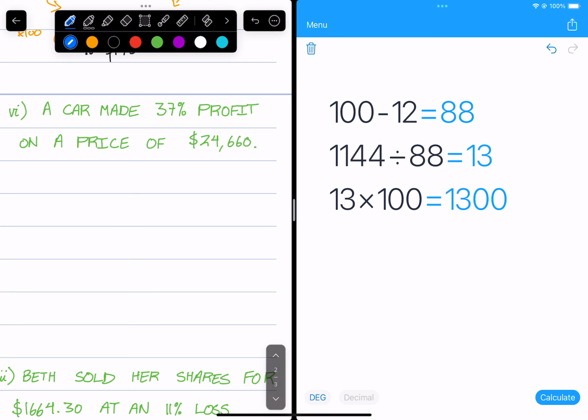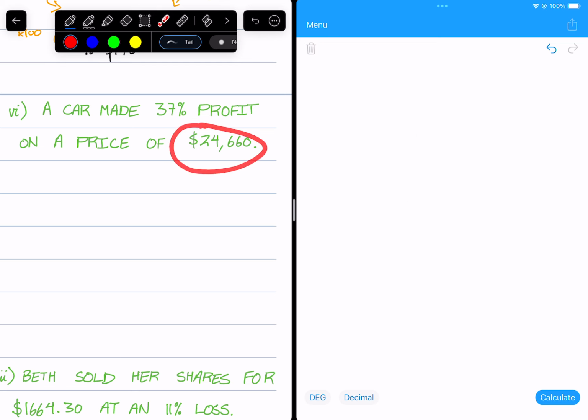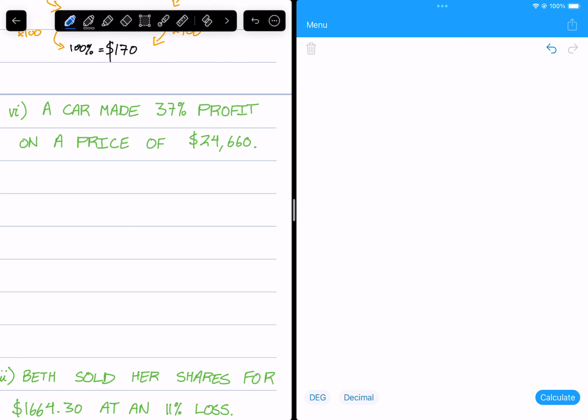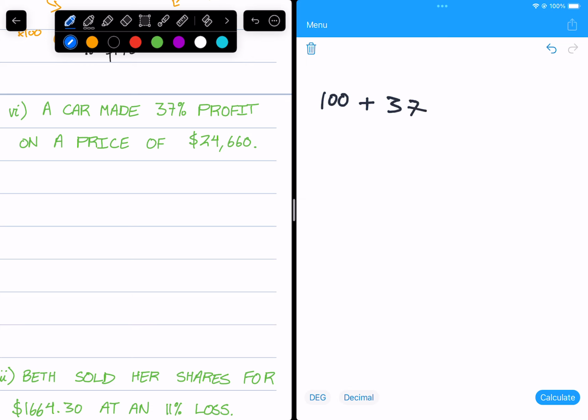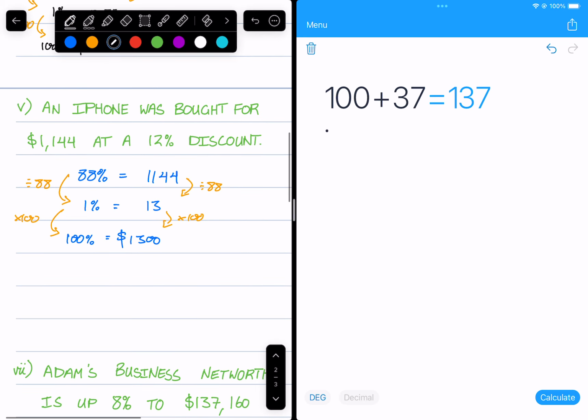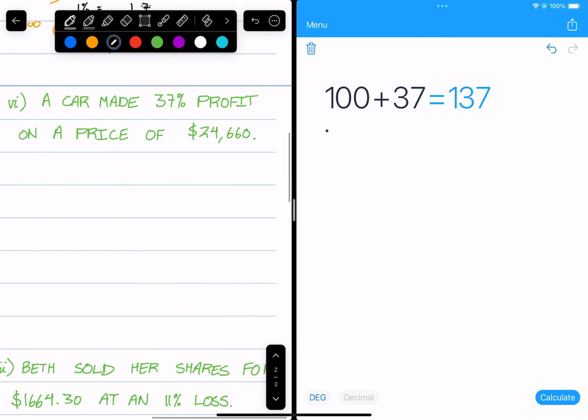It says that a car made 37% profit on a price of this amount here. So this means that this amount already has the 37% profit. This means that if we, once again, do 100% plus the 37% profit, this is 137%. Now to contrast this with this method here, I'm going to do the other method and do this as a decimal. 137% as a decimal is 1.37.